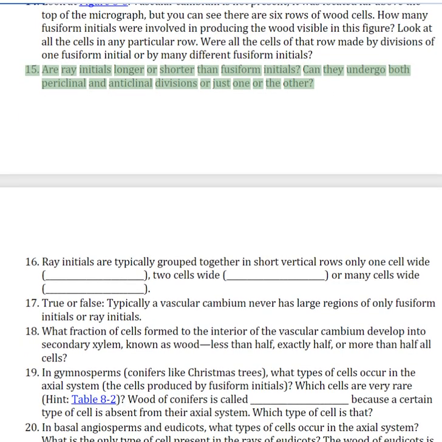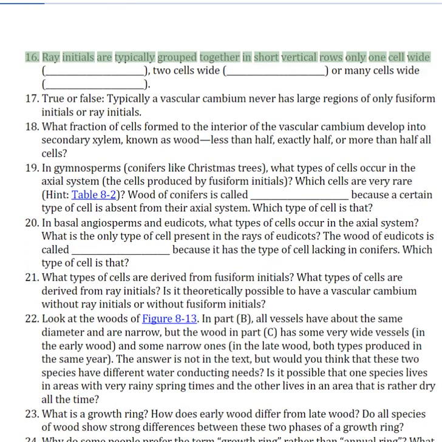15. Are ray initials longer or shorter than fusiform initials? Can they undergo both periclinal and anticlinal divisions or just one or the other? 16. Ray initials are typically grouped together in short vertical rows only one cell wide, 2 cells wide, or many cells wide.